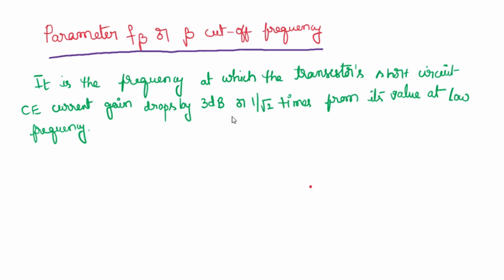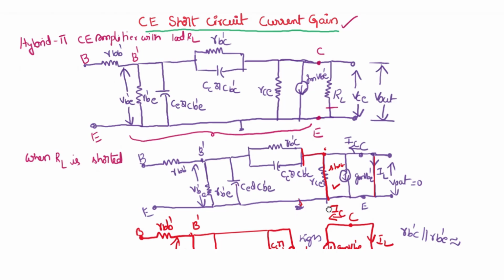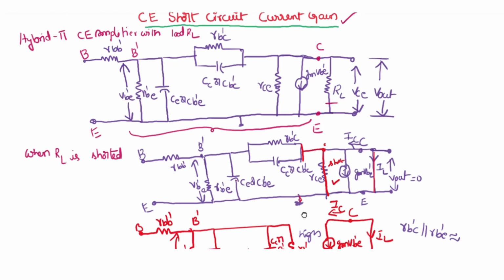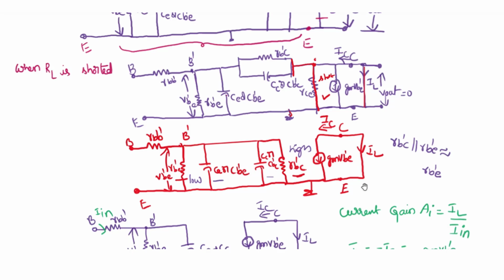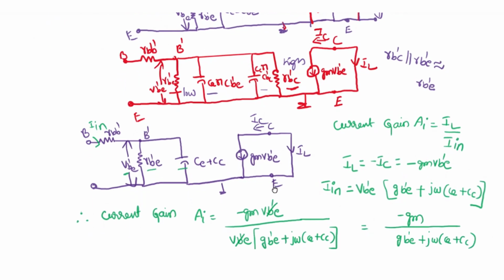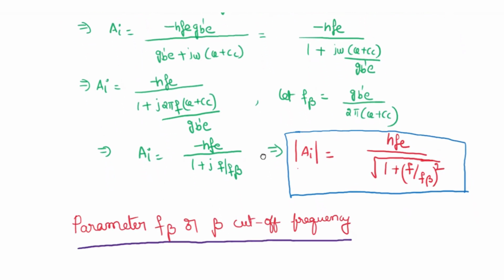In the last video I completed the derivation of the CE short circuit current gain Ai. I just want to revise it. This is the CE short circuit current gain concept. First we consider the circuit with RL, the load resistor, then we shorted RL. We got this resultant circuit. And then we derived the current gain and we got the current gain like this: mod Ai is equal to hfe by root of 1 plus (f by f beta) whole square.